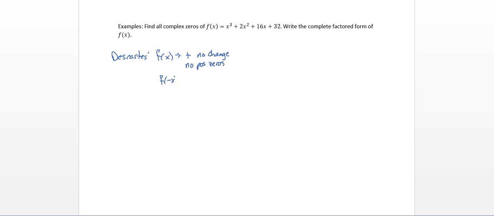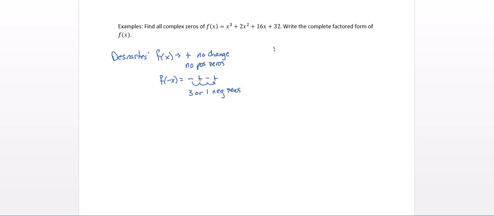If I try f of negative x, I'll have a negative and then a positive and then a negative and then a positive, right? Because every odd power will become a negative. Even powers and constant terms will stay positive. So that's 1, 2, 3. So 3 or 1 negative real zeros. So I know I'm only looking for negative real zeros, and there might be complex zeros as well.